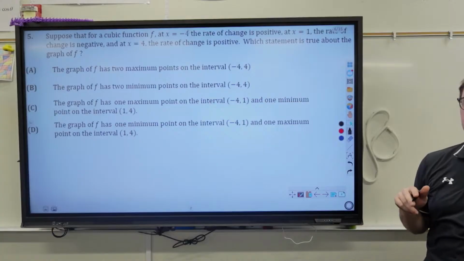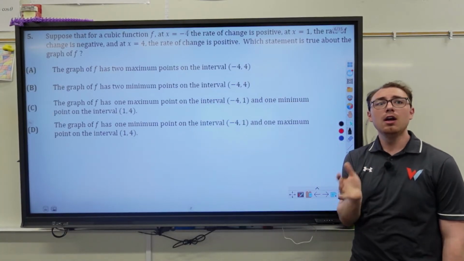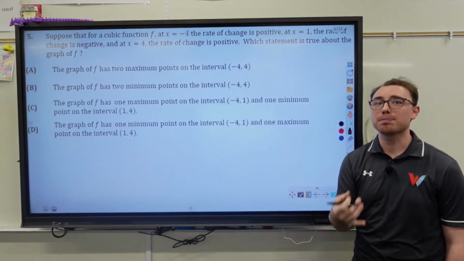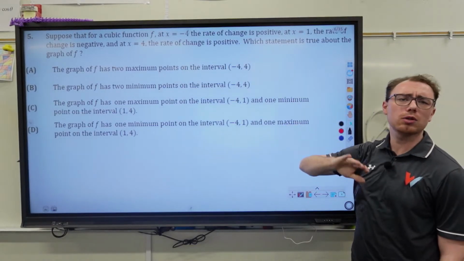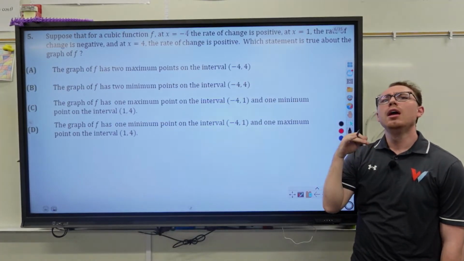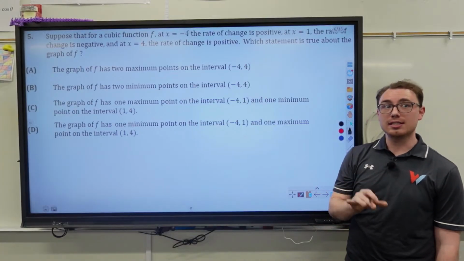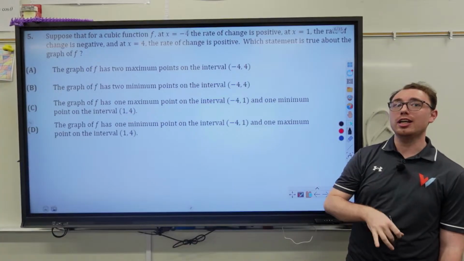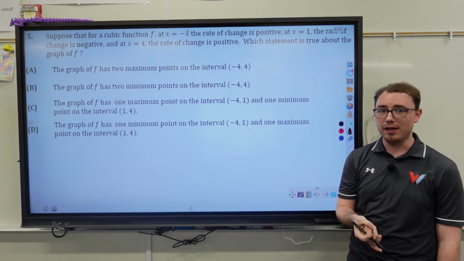For problem 5 itself, suppose that for a cubic function f, at x equals -4, the rate of change is positive. So we know that the rate of change at that point is positive. We don't know if the graph is negative or positive yet, but we know it's at that value of -4. At x equals 1, the rate of change is negative, and at x equals 4, the rate of change is positive. What statement is true about the graph of f?